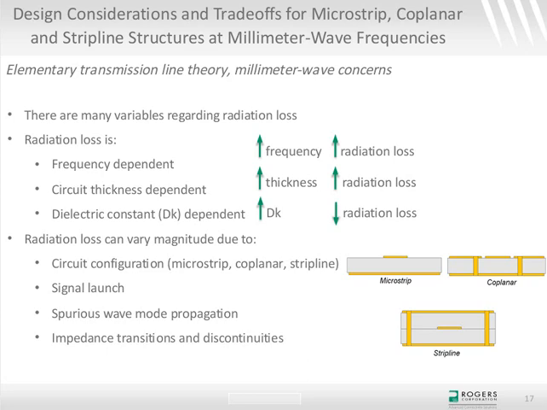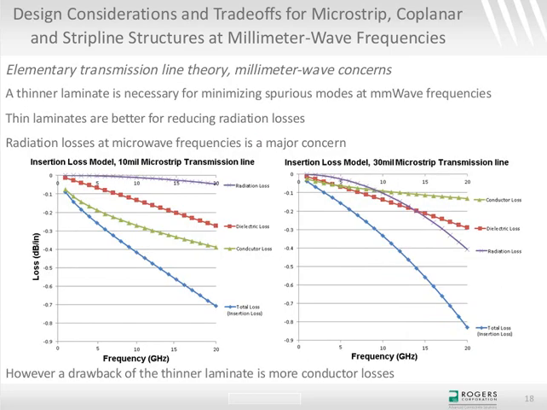As a general statement, microstrip transmission lines are more prone to radiation than grounded coplanar. And then stripline, if it's designed correctly, can have no radiation. Signal launch is the transition from the connector to the printed circuit board, and that transition can definitely have issues with radiation. Spurious wave mode propagation, basically interfering waves, can also cause some radiation. And then impedance transitions and discontinuities. Many times these are purposely put there for design reasons, and if they are not designed correctly, you can also have radiation associated with them.